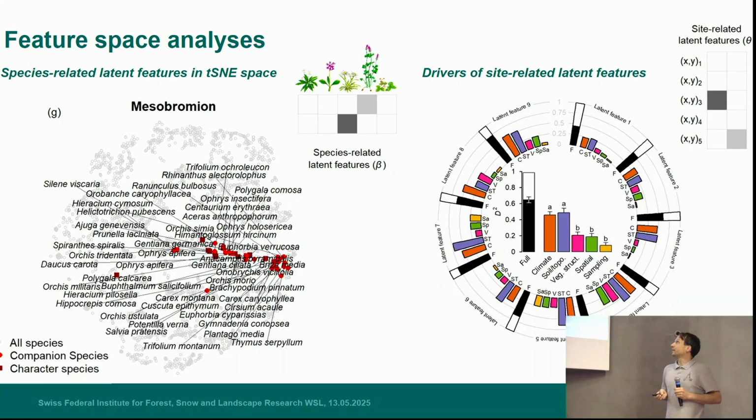And the other thing that we can look at are site-related latent feature scores. They describe the systematic differences between sites in terms of species community. Now, typically, in species distribution modeling, we would assume that these differences in community composition can be explained by environmental factors, such as climate, soil and topography, or vegetation structure. Then we can also assume that we have some spatial effects.